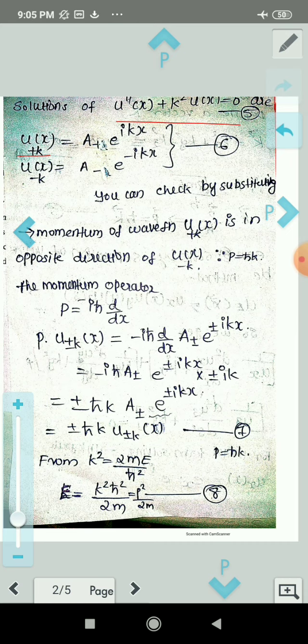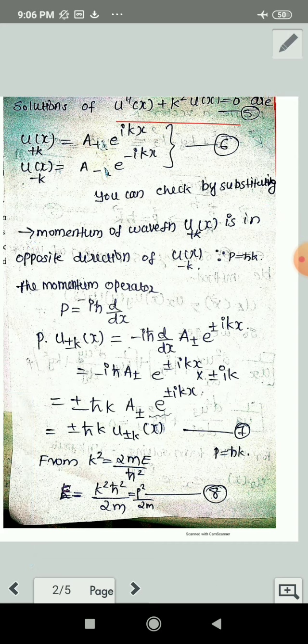U of x, I am using a subscript plus or minus k here. Okay, so u plus k of x is equal to a plus e raised to ikx and u minus k of x is equal to a minus e raised to minus ikx. So these are the two solutions for equation 5. If you have any doubts, you can substitute the values of u plus k of x and u minus k of x in equation 5 and you will get this equation, correct.